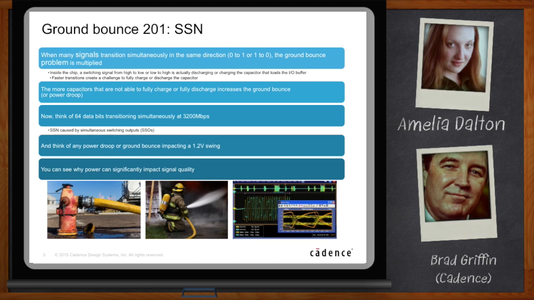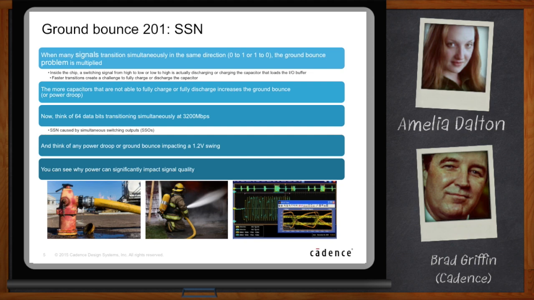So really what you would take a look at is any signals transitioning from 0 to 1 or 1 to 0, you have a ground bounce problem. But inside the chip, what's happening is there's a capacitor that's charging or discharging that I/O. And that's what's causing it to happen. And the faster this happens, the more opportunity you have that capacitor is not either going to fully charge or fully discharge. Right. And if one capacitor doesn't make it, then okay, there's a small amount of ground bounce or power droop. But if 64 capacitors don't make it, then there's a greater amount of it. So that's the simultaneous switching problem that we deal with.